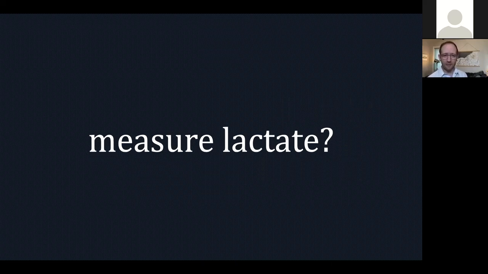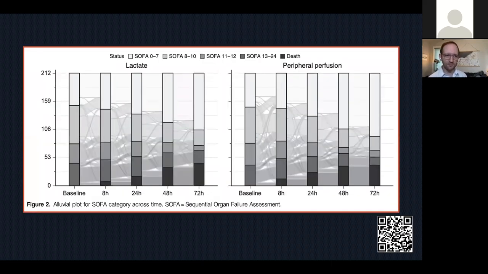A lot of times a fellow or resident will tell me, well, the patient's lactate's only 1.8, so I think everything's okay. I said, okay, well, they're on escalating doses of 3 pressors. I don't actually feel much better about this situation. So maybe there's a better way to do this.